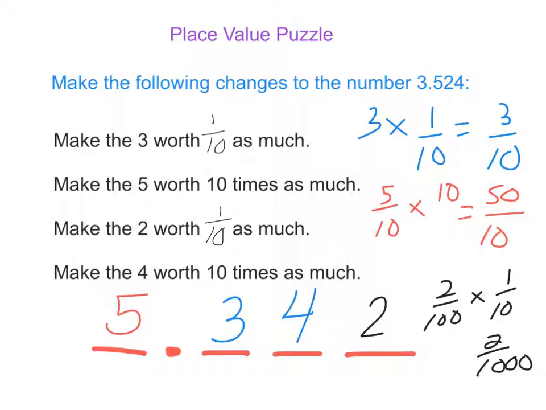A less mathematical approach, if you look at it more as a pattern: if you make it 1/10 as much, it will move 1 place value to the right. If you make it 10 times larger, when you increase a number, it moves left 1 place value.